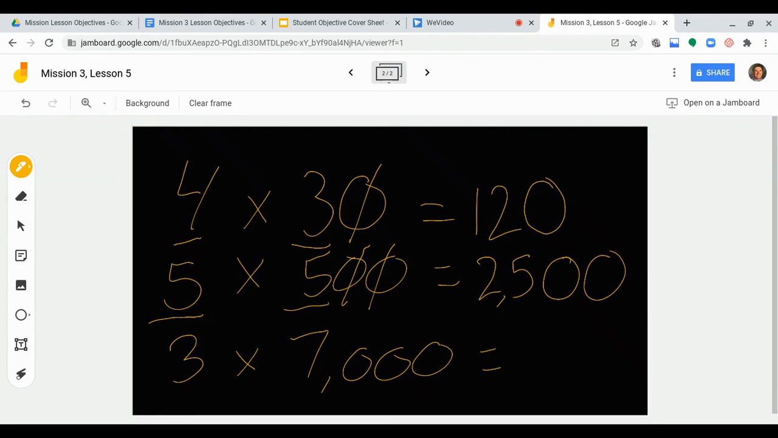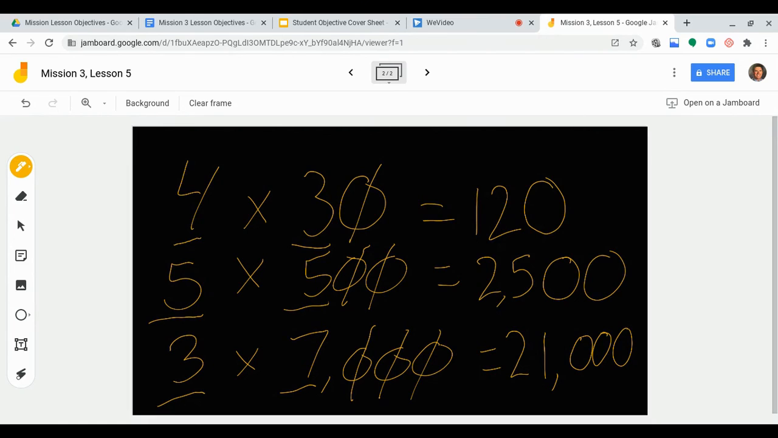Our final one here is 3 times 7,000. Again, I just ask myself, what's 3 times 7? 3 times 7 is 21. And then how many zeros did I have on that 7,000? 1, 2, 3. I just tack them on to the 21. Put my comma in there. And 3 times 7,000 is 21,000.